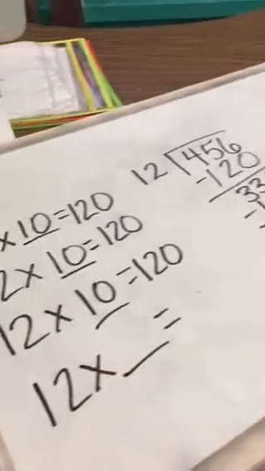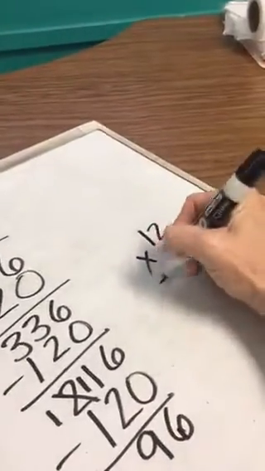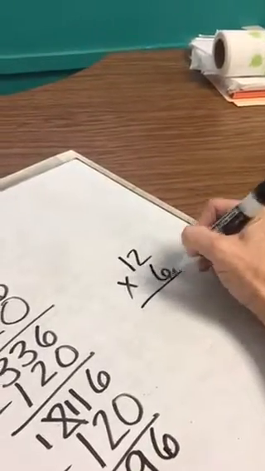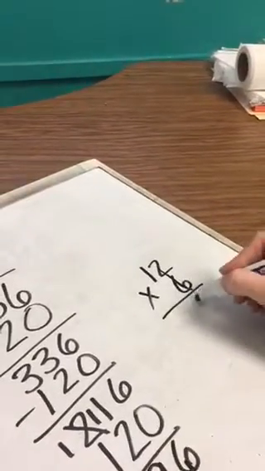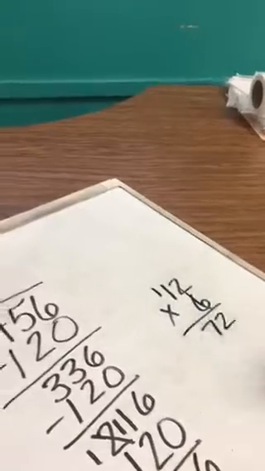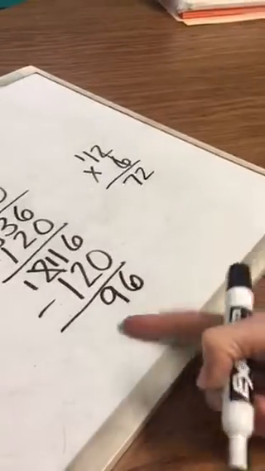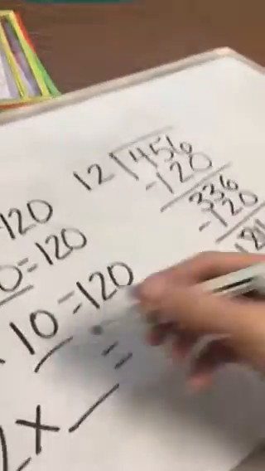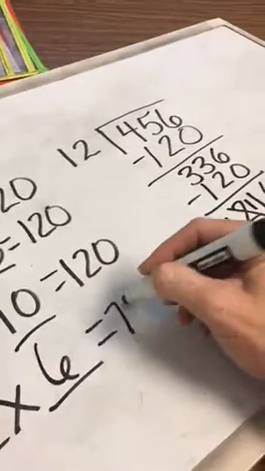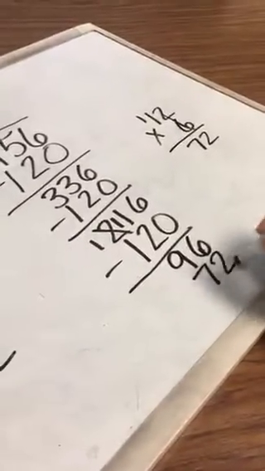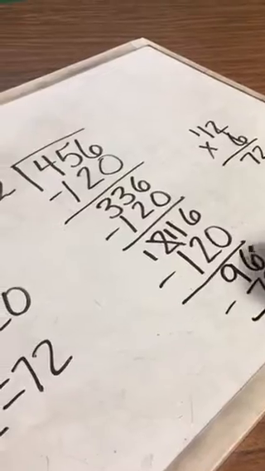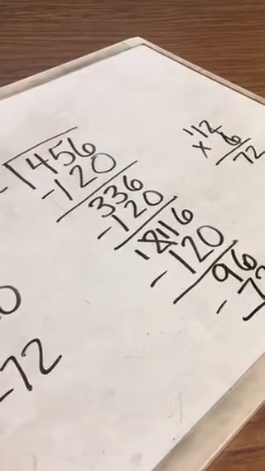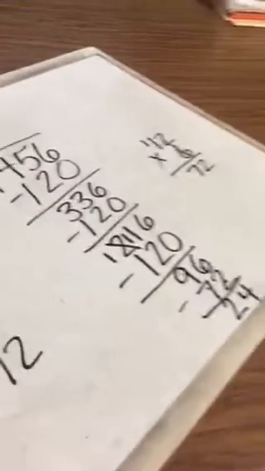So I say, okay, so let me try 12 times, let's say 6, okay? So this would be 72. Yeah, I could multiply or subtract 72. So let's put a 6 here and say, well, that would make 72. Let me subtract 72. So then I'm going to subtract. So 6 minus 2, I now have 4. This would give me 2.